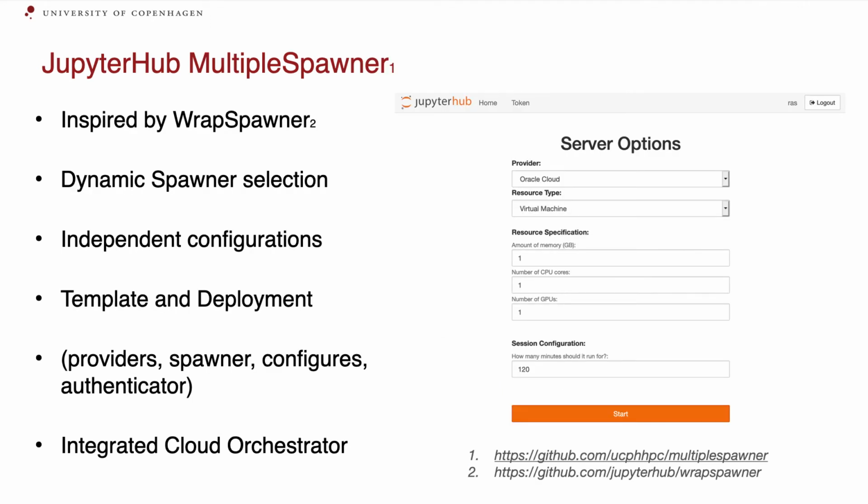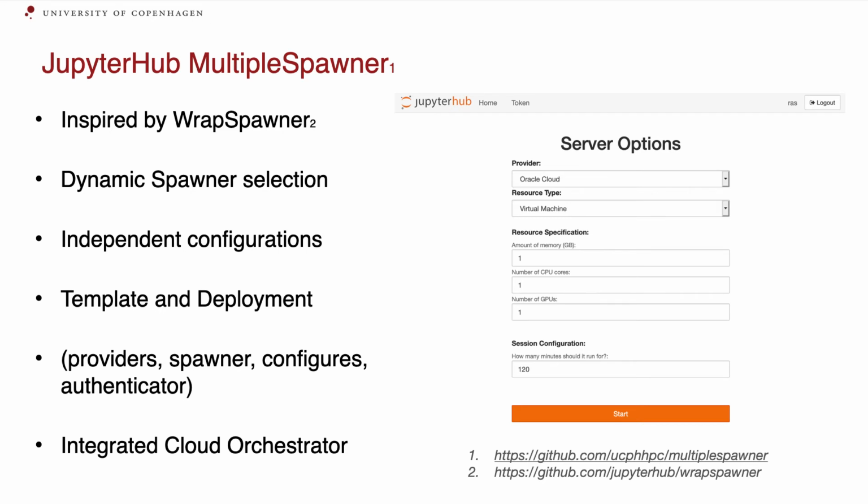Specifically, we were able to do this by the introduction of the JupyterHub MultipleSpawner, which is inspired by an existing one called WrapSpawner. So by using this, we're able to dynamically select which provider we want to use and which resource type we want to schedule on that provider. And this is enabled by having independent configurations, so you don't rely on the JupyterHub configuration, which is static after the application has been launched.